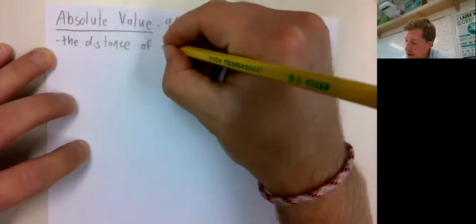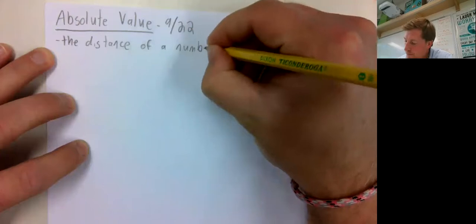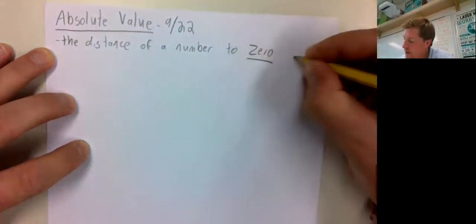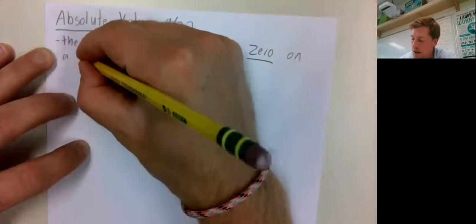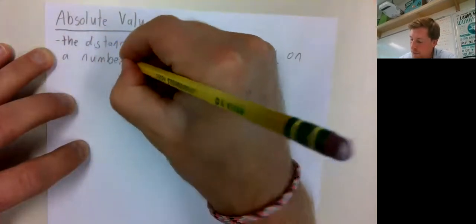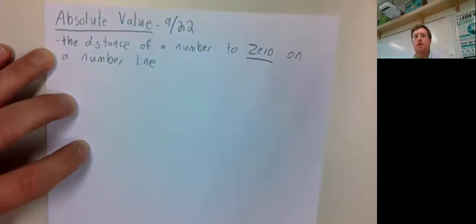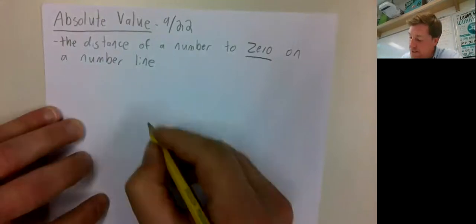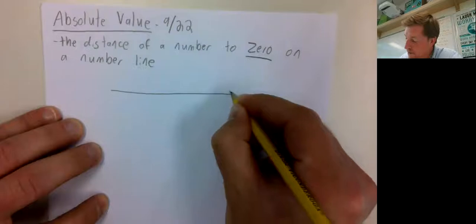distance of a number to zero on a number line. So the distance of a number to zero on a number line. So basically, how far is that number from zero on a number line?